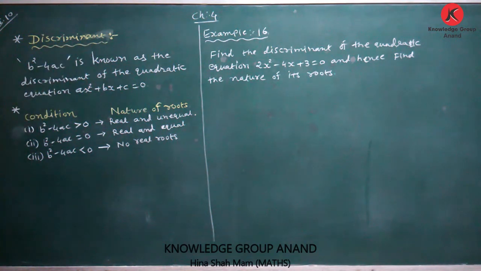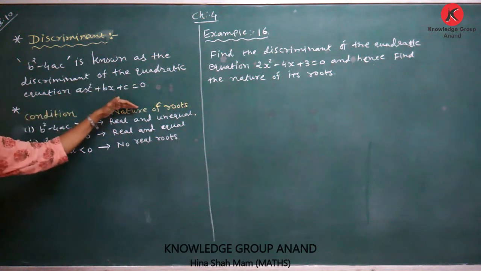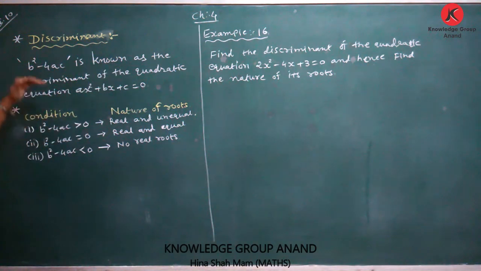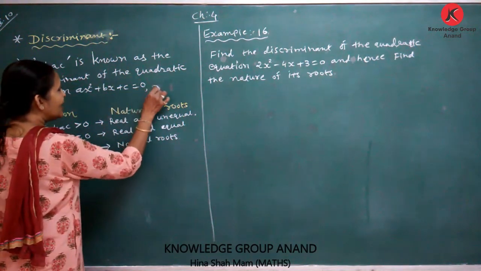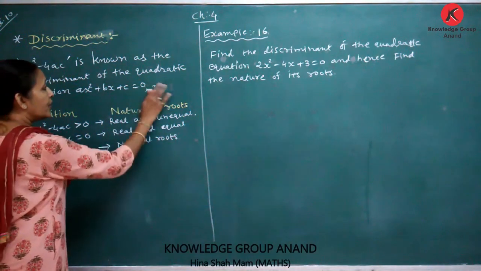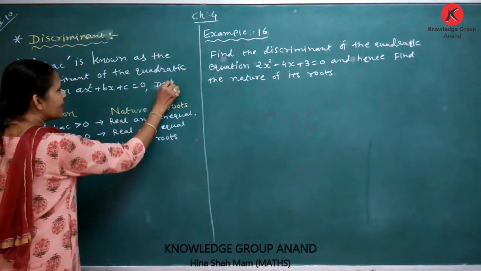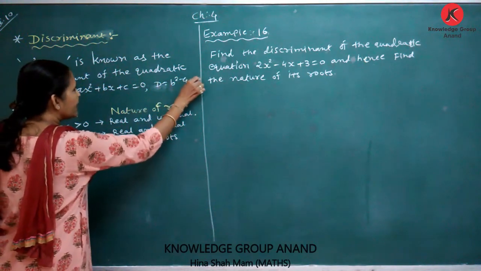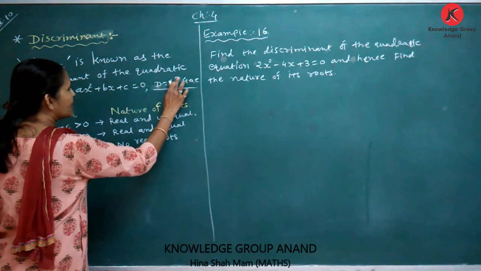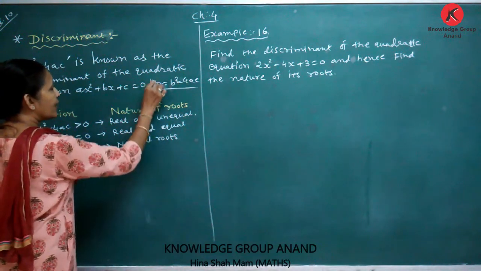What is discriminant? b square minus 4ac is known as the discriminant of the quadratic equation ax square plus bx plus c is equal to 0. It is denoted by D. D is equal to b square minus 4ac.